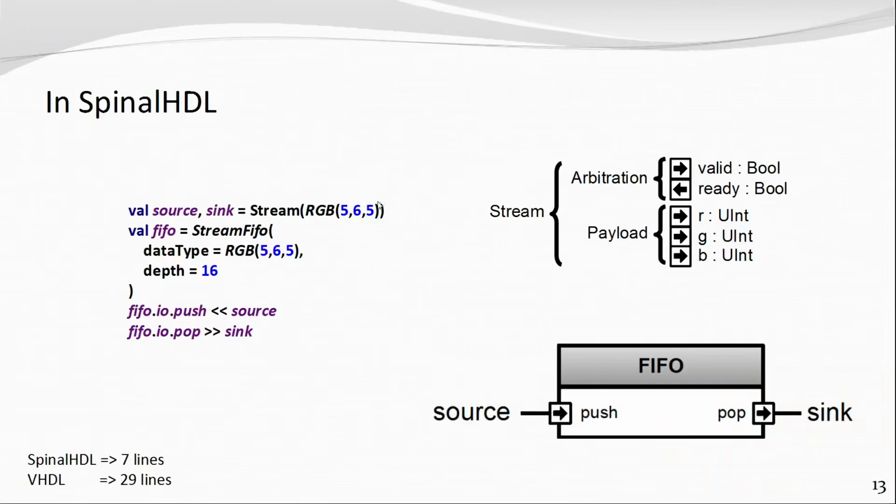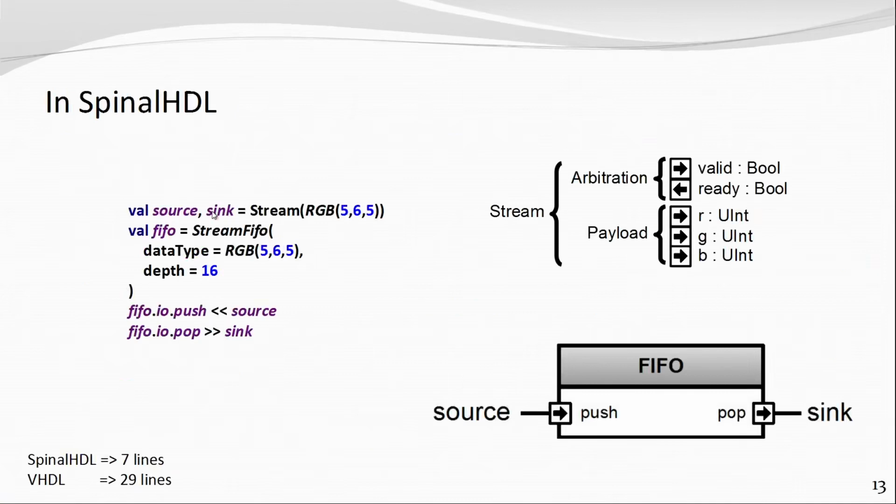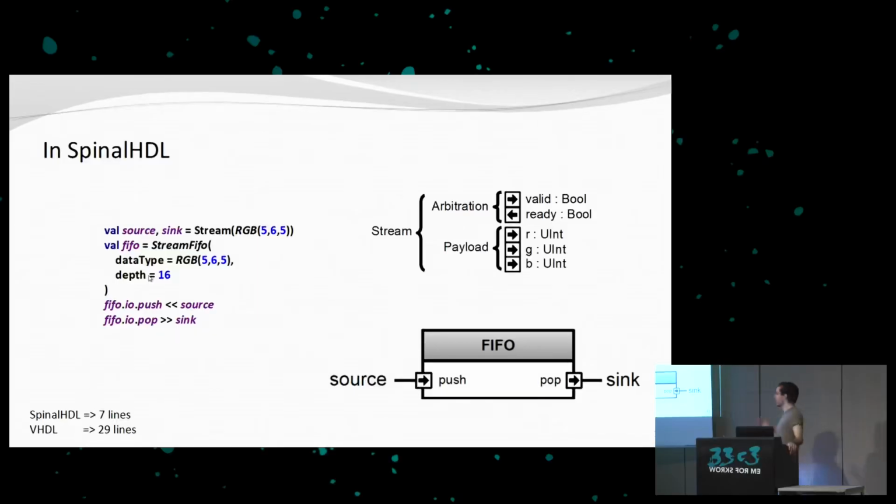So in SpinalHDL, a handshake bus is named Stream. A Stream is a handshake bus that can carry an arbitrary data type, and here it is an RGB color with this parameterization. So here you can define source and sink, which are streams of RGB color of this parameterization. Then you can define a FIFO, like a StreamFifo, which will carry this kind of data type with this depth. And here, you don't have to bind each signal one by one.